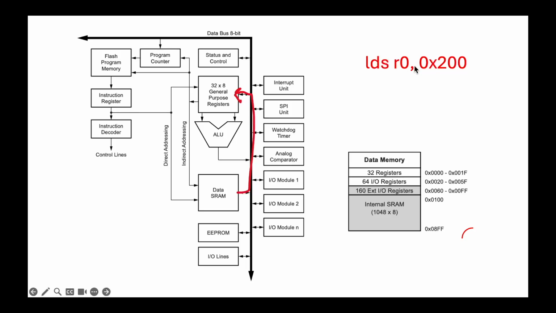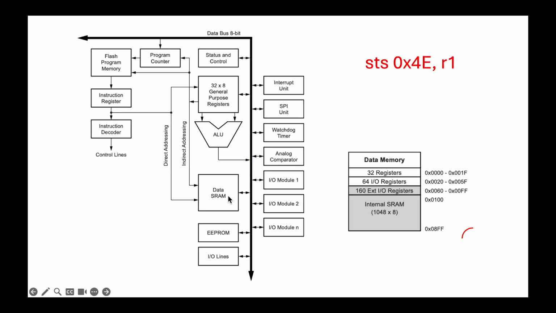So a load instruction would load the value inside this address to the general purpose register R0. So the data is going to flow like this. In contrast, a store operation would store the value inside a general purpose register to a data memory address. In this case, this data memory address points to SRAM, so the data flow would be like this.